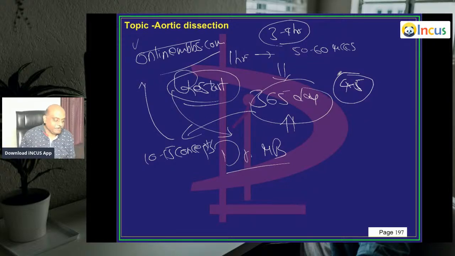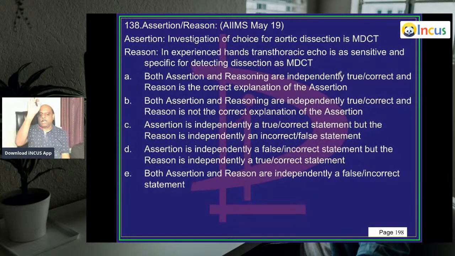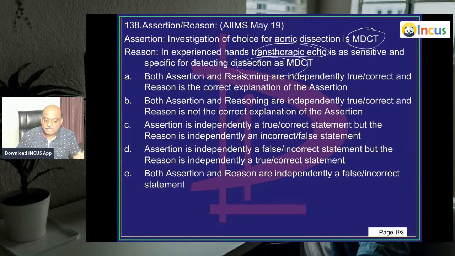So let me tell you, right? So doctor, aortic dissection. What is the investigation of choice of aortic dissection? Undoubtedly, it is CT. And if the radiologist is experienced, then even transthoracic echo is as sensitive and specific in detecting the aortic dissection as much as the MDCT.